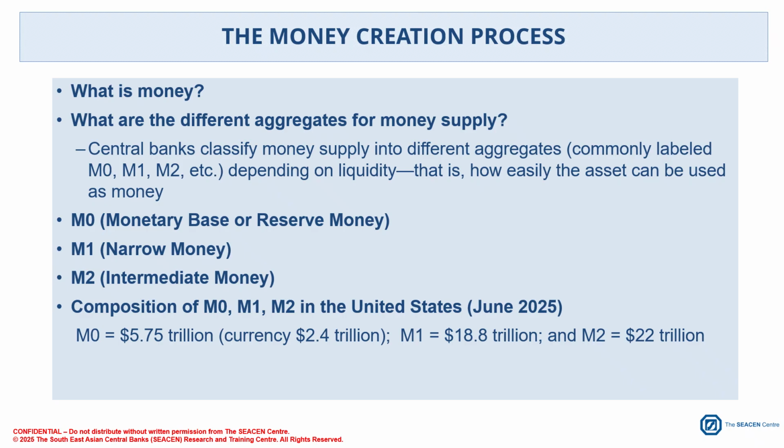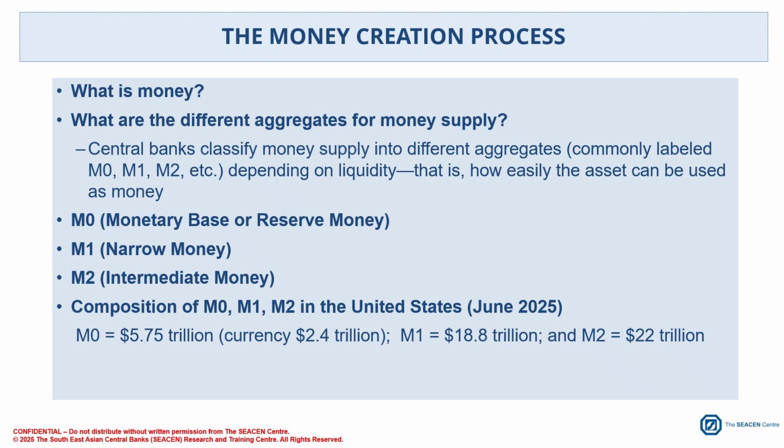So now coming to the money creation process. What is money? Money is anything generally accepted as payment for goods and services, serving as a medium of exchange, a unit of account, and a store of value. So what are the different aggregates for money supply? Central banks classify money supply into different aggregates commonly labeled M0, M1, M2, etc., depending on liquidity. That is, how easily the asset can be used as money.